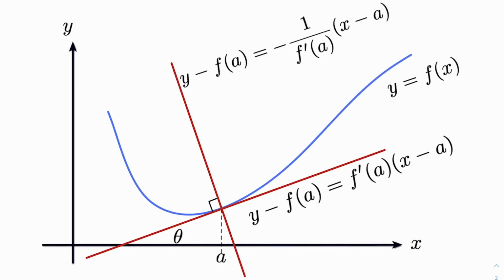so that's an immediate application of the derivative. It lets us find tangent lines and normal lines to curves at a point. That's summarized here in this diagram.